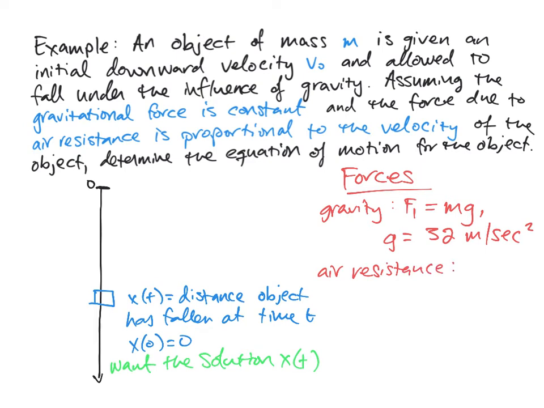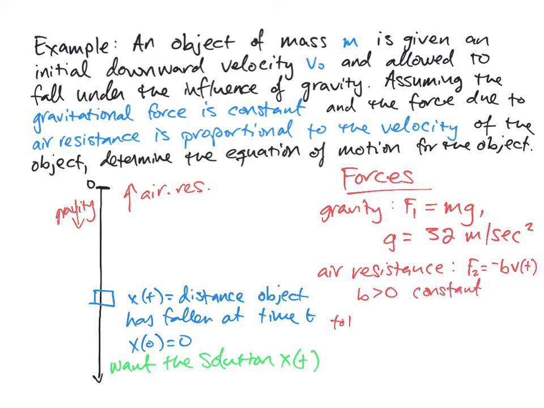And we are told that this is proportional to the velocity, and it's going in the opposite direction. So gravity is going down, but air resistance is going up. So we need it to be in the negative direction. So we'll call this F2 equals negative some proportionality constant times velocity v of t, where b is greater than 0 is the proportionality constant.